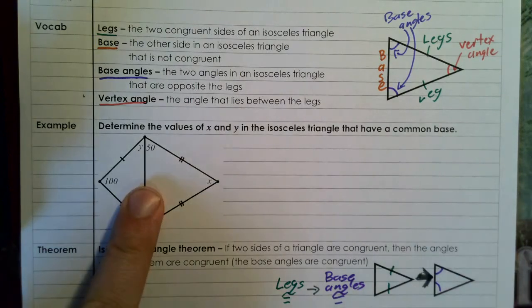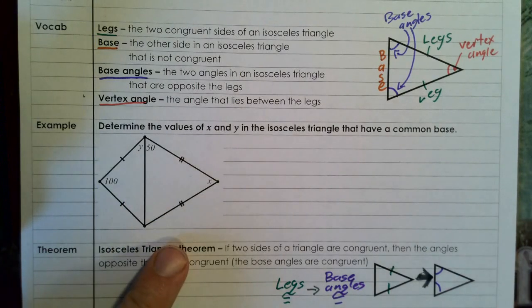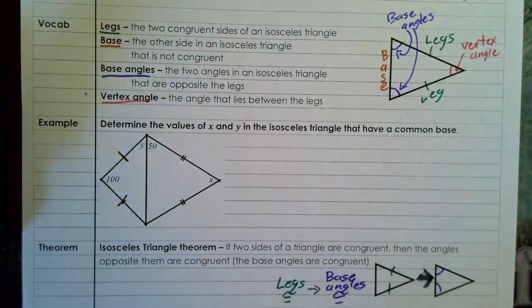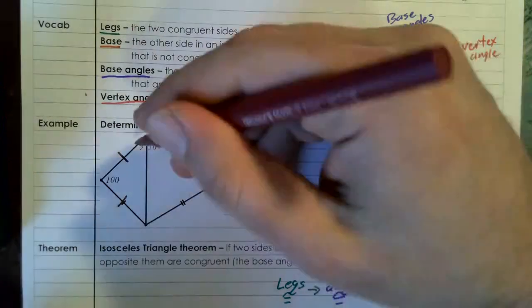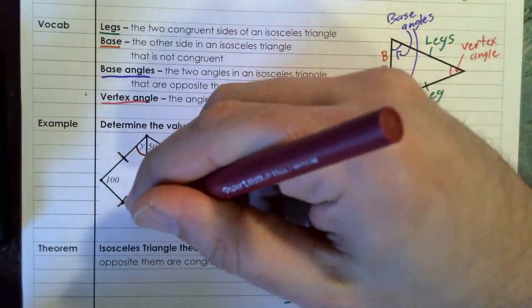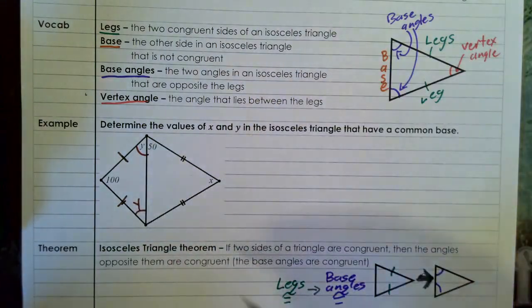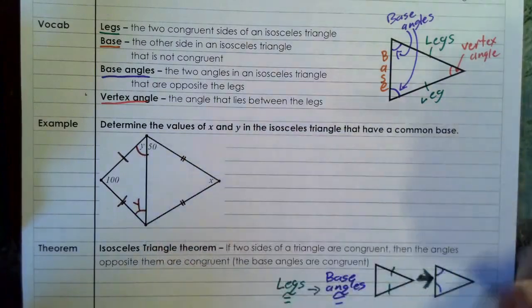So if we're looking at this example up here, I can see that these two sides are marked as congruent, and since those two sides are marked as congruent, I know that these two angles have to be congruent. So y has to be the same in both of these spots.